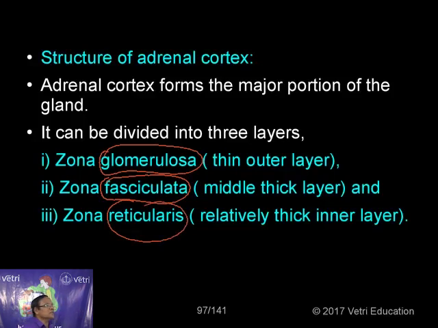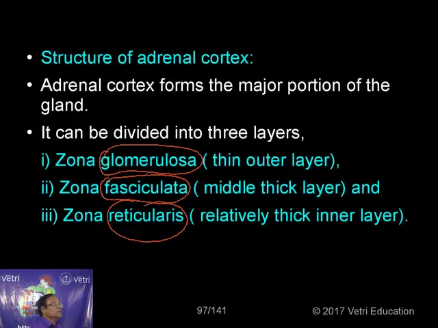Each region is responsible for the secretion of a specific hormone. For example, zona glomerulosa secretes hormones concerned with mineral metabolism, hence called mineralocorticoids. Zona fasciculata is concerned with the metabolism of carbohydrates, hence called glucocorticoids. Zona reticularis, along with fasciculata, secretes sex hormones, steroids, particularly androgen, and possibly estrogen too.